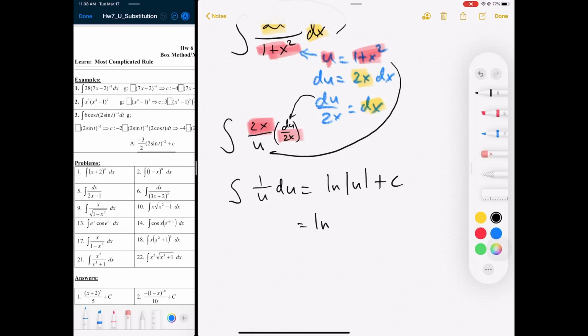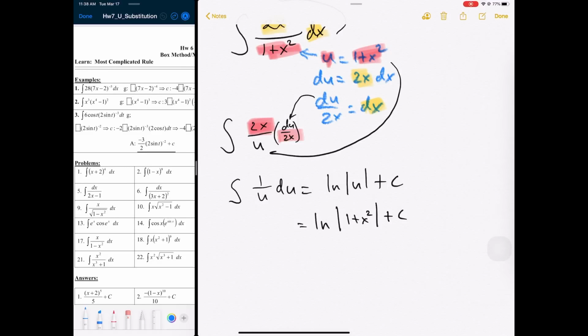This equals natural log. We're going to copy back our u value, which is 1 plus x squared, plus c. Now, we have one more step here, just an algebra 2 step real quick. Do I really need the absolute values? According to that identity, yes, we do. But 1 plus x squared, will this ever be negative? It'll never be negative, so we don't need our absolute value. 1 plus x squared, plus c, and that is our answer.